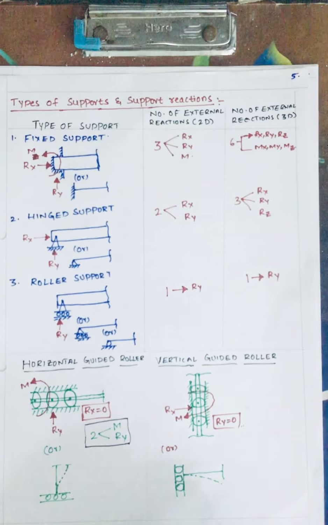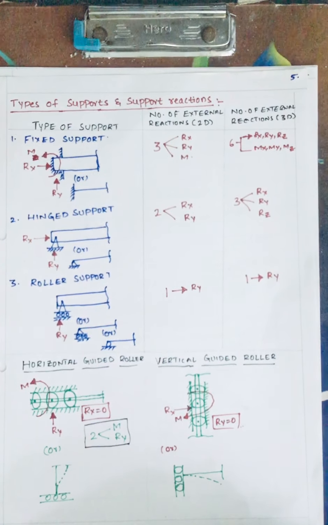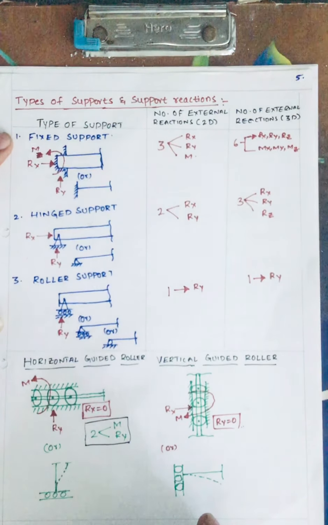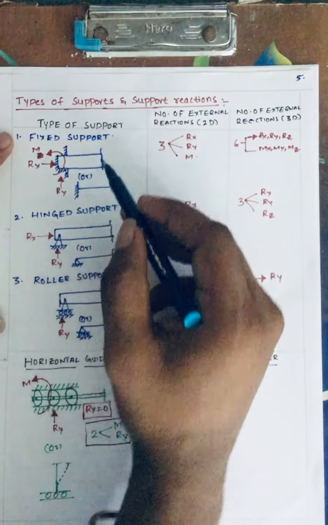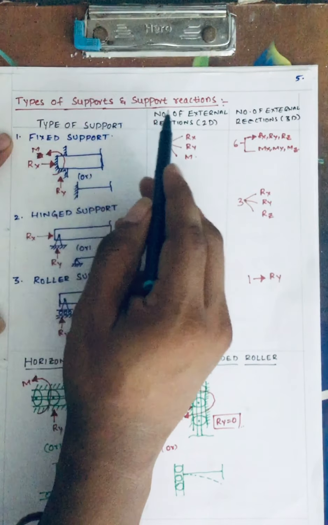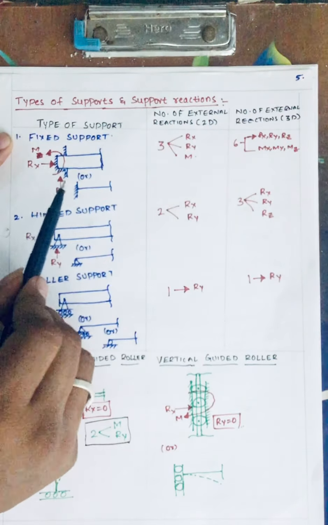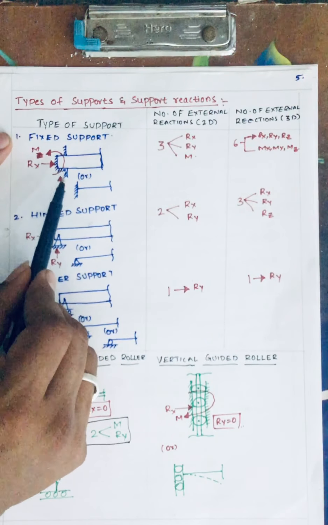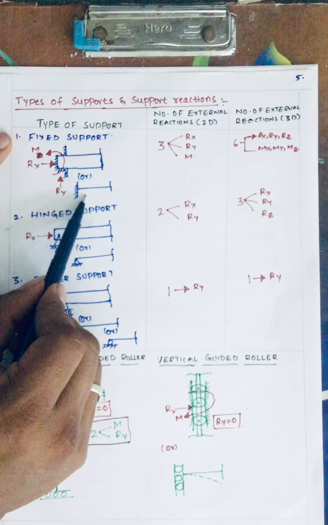Next one. So the next important thing is supports. In the supports, you have to analyze how the structure is behaving. If you see here, first of all, this is a fixed support. I have written here types of supports and support reactions. So this is a fixed support.